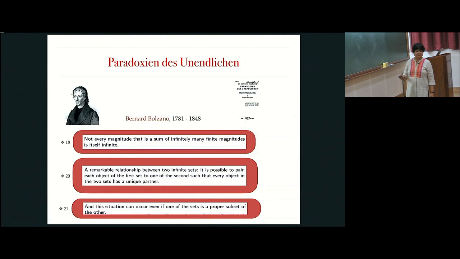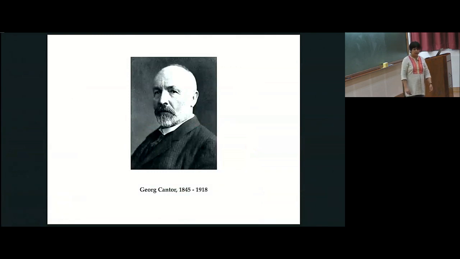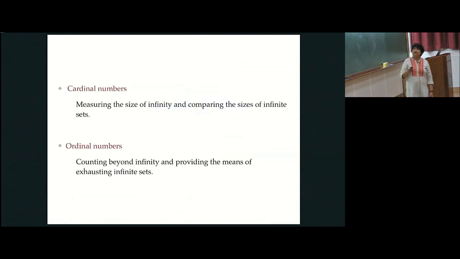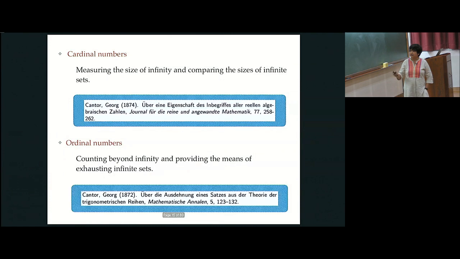Now comes Cantor, the father of modern day set theory. He was the one who introduced the notions of cardinal numbers and ordinal numbers. Cardinal numbers were first introduced in his German paper of 1874, which talks about real algebraic numbers. And ordinal numbers were introduced even before that, in a paper of 1872. So with that we begin the era of the study of set theory.